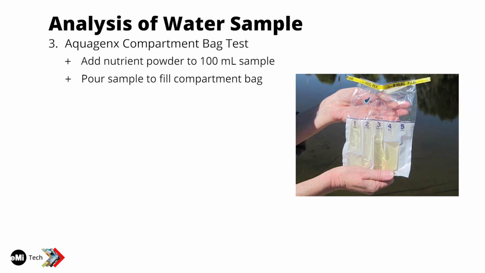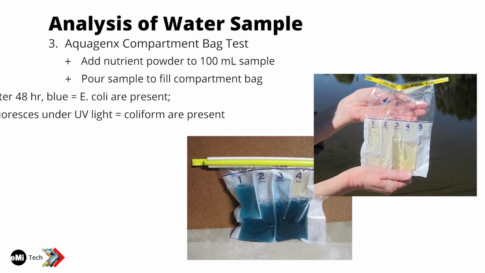And that's what you see in the middle picture of the slide. And the compartment bag just has 5 different compartments that have different sizes. Essentially, it does a presence-absence test in each of those compartments independently, and it aims to use the results from those compartments to give you a most probable number of E. coli. So anyway, once you add the sample to those compartments, you have to wait 48 hours.